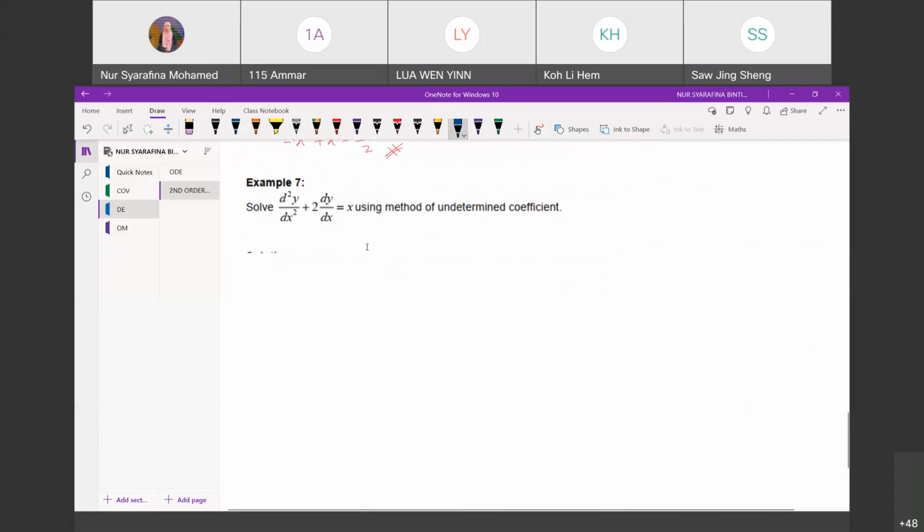Right, what is your first step? First, you need to focus on YH, right?